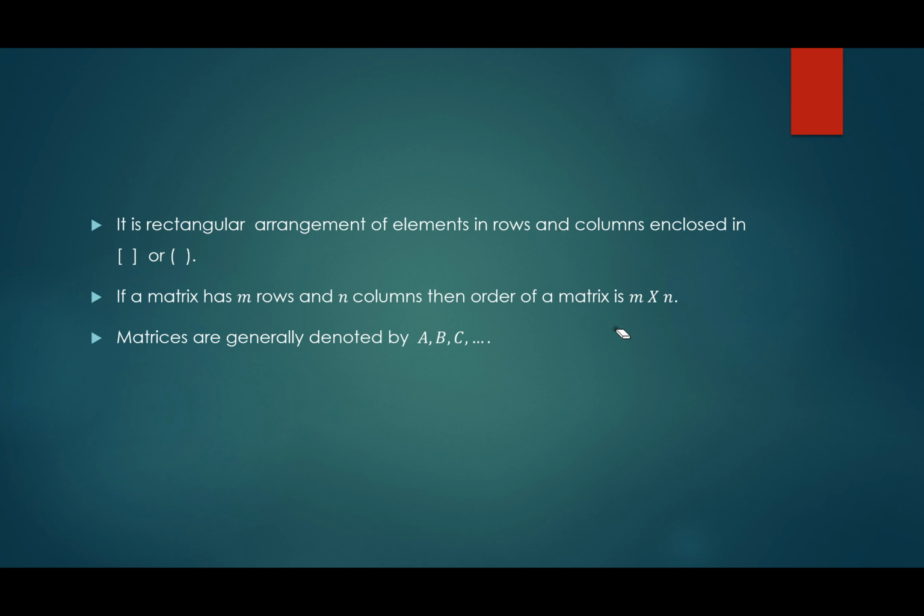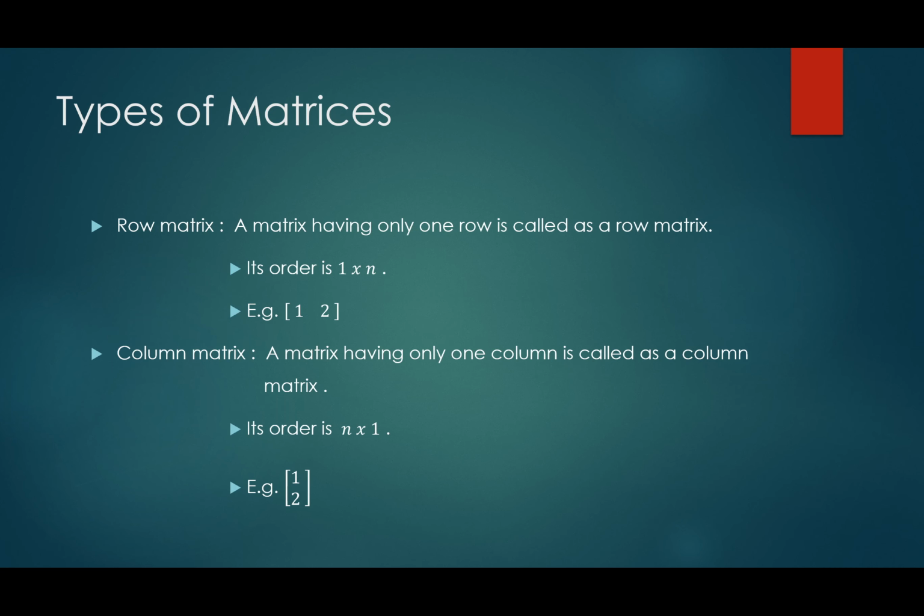Matrices are generally denoted by A, B, C. Whenever we want to assign a name to a matrix, we usually represent that name by capital letters: capital A, capital B, capital C. Small letters are used as elements of a matrix, whereas capital letters are used as the name of a matrix. Clear?